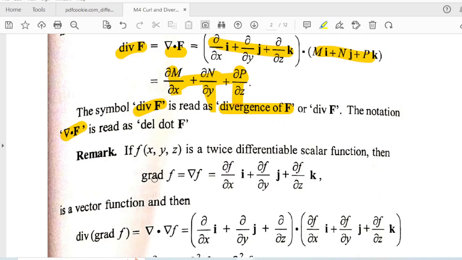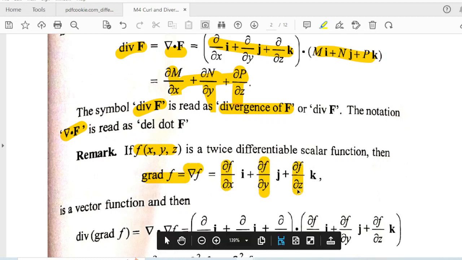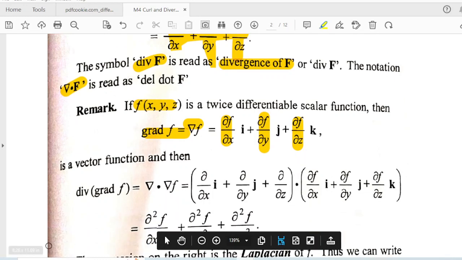Now we have already studied gradient of f. If f of x, y, z is twice differentiable, then grad f, denoted as del f, is equal to dou f by dou x i cap, dou f by dou y j cap, dou f by dou z k cap, which is a vector function.